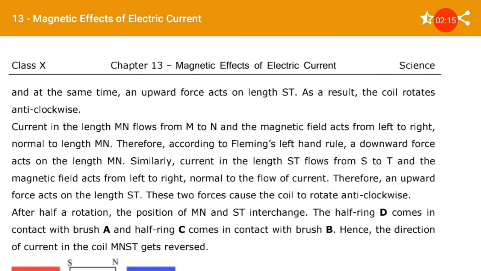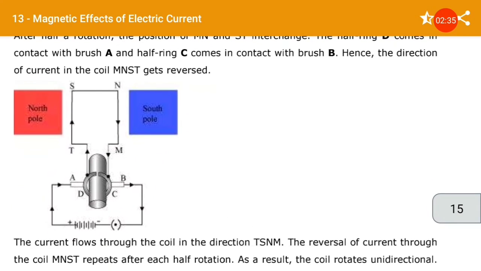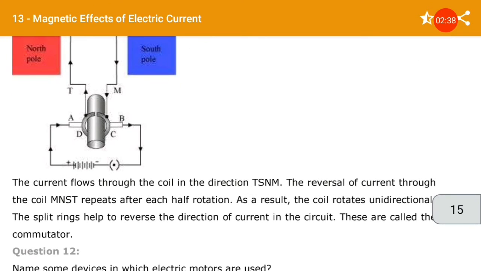After half of the rotation, the positions of MN and ST interchange. The half ring D comes in contact with brush A and half ring C comes in contact with brush B. Hence, the direction of the current in the coil MNST gets reversed. So here the reverse direction is also there. The same thing, the current flows through the coil in the direction T, S, N and M. In place of T, S, N, M, you can utilize A, B, C, D also. That is also allowed, which is given in the textbook.